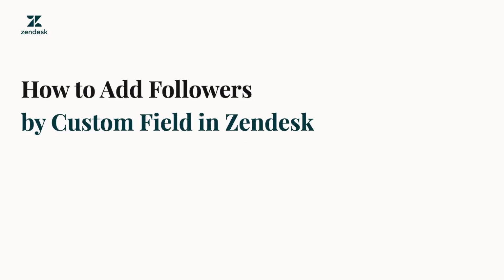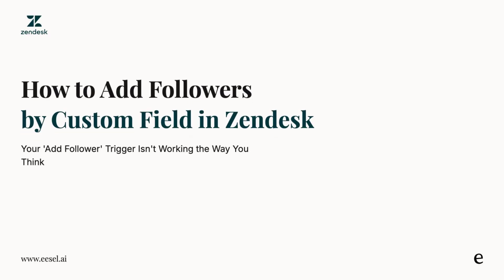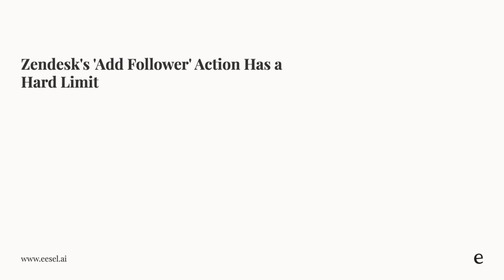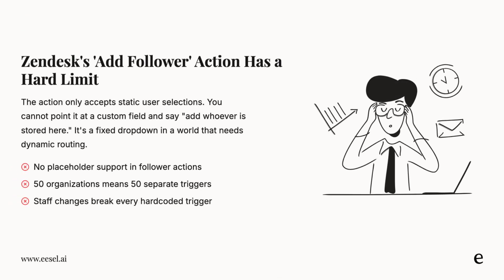You want Zendesk to automatically add an account manager as a follower based on their organization. Sounds simple, but there's a catch most admins don't see coming. Zendesk's add follower action only lets you pick specific static users. You cannot reference a custom field value to select who gets added. So 50 organizations means 50 separate triggers, and one staff change breaks them all.